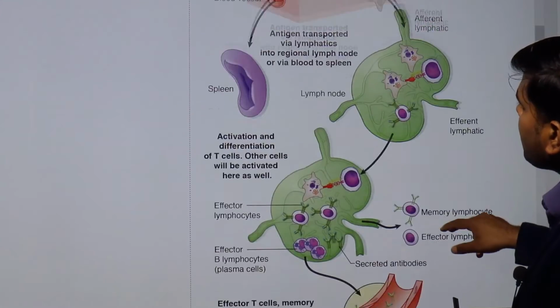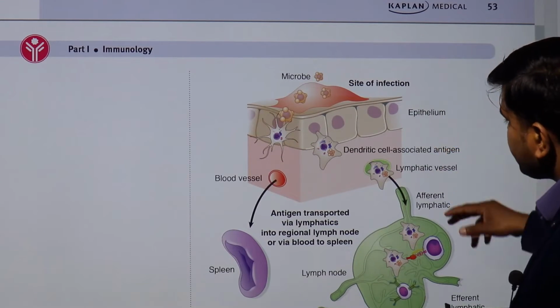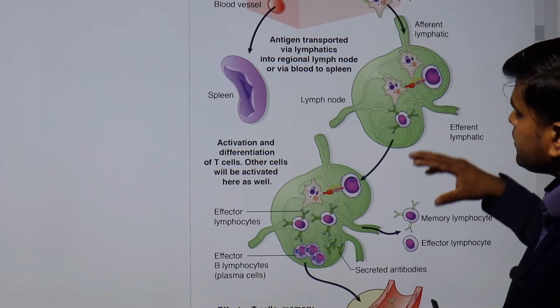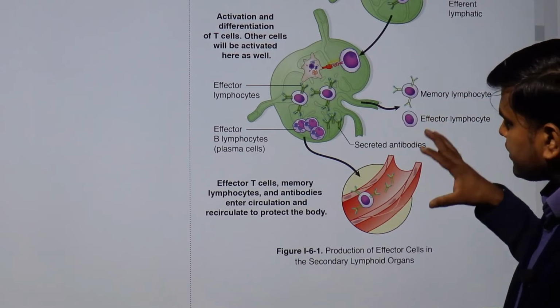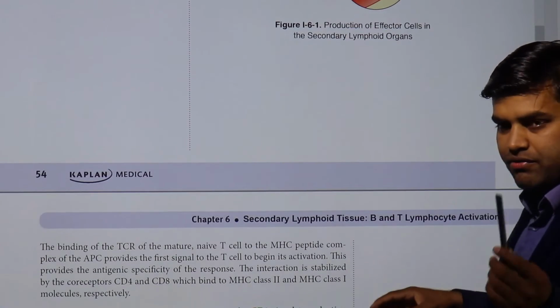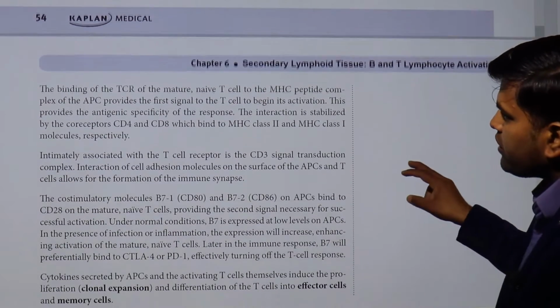Okay, first how the antigen is captured, then processed and then presented to the T cell. After being presented, the T cell will get activated. This activation will activate the B cell, and B cell will convert into plasma cell. This will secrete the antibody. This antibody will release into the circulation, and this will come back to the infection site and then eliminate the infection. So let's go in detail about it.